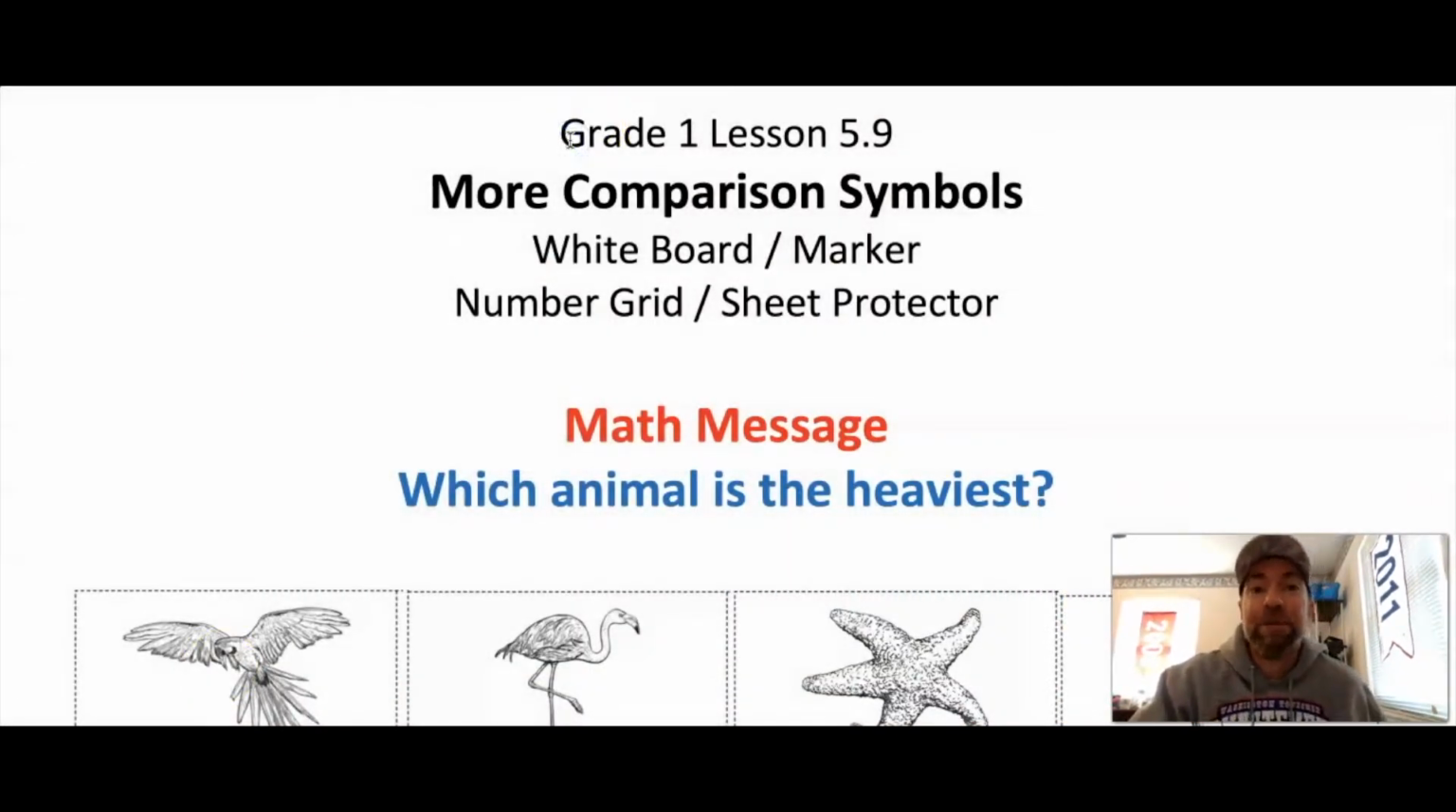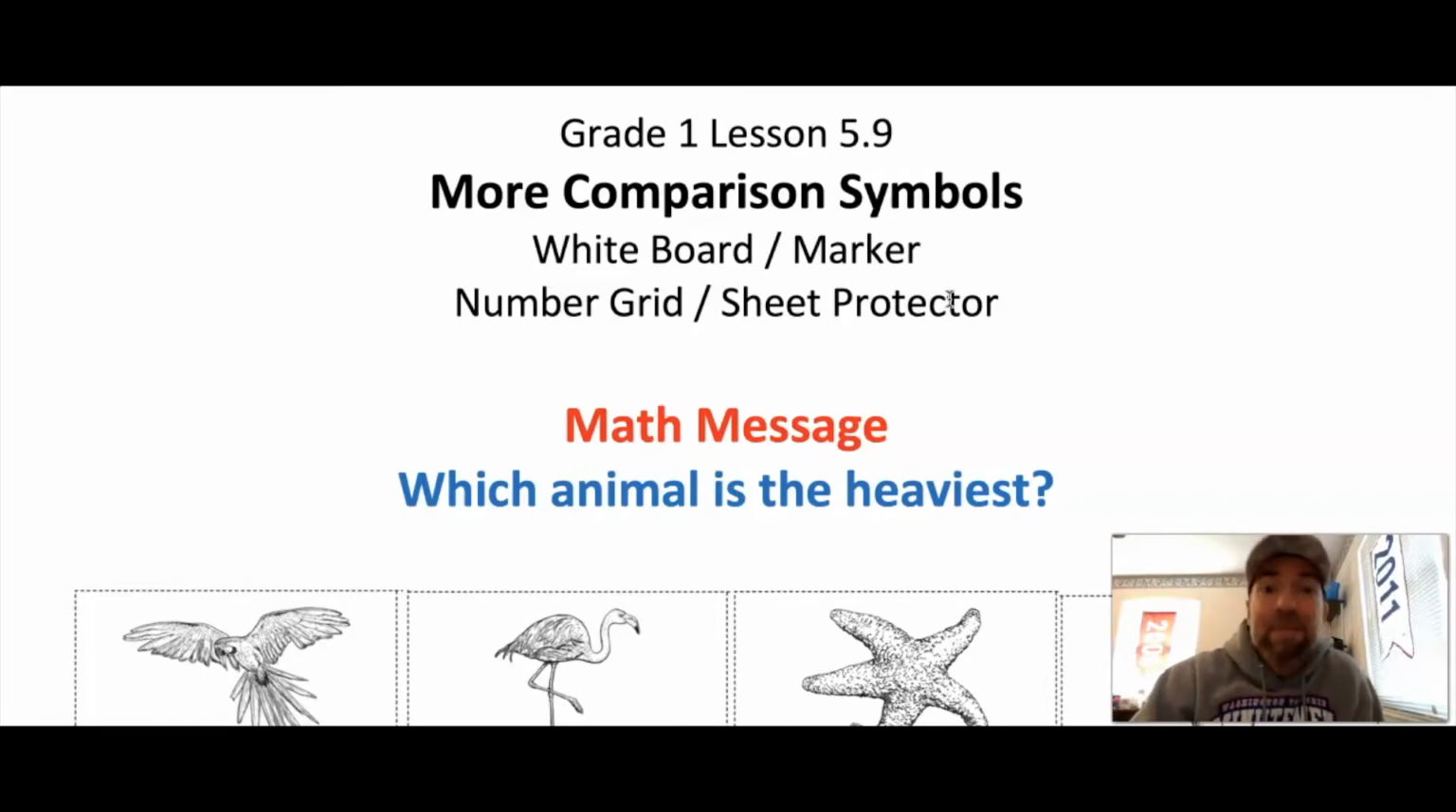Today, we are going to be doing Grade 1, Lesson 5.9, More Comparison Symbols: greater than, less than, or equal to. You will need your whiteboard and marker, and you will also need your number grid placed inside of the sheet protector. So, whiteboard marker, number grid inside your sheet protector. And if you don't have all that stuff, you can hit that pause button while you gather up those materials because we are ready to get started.